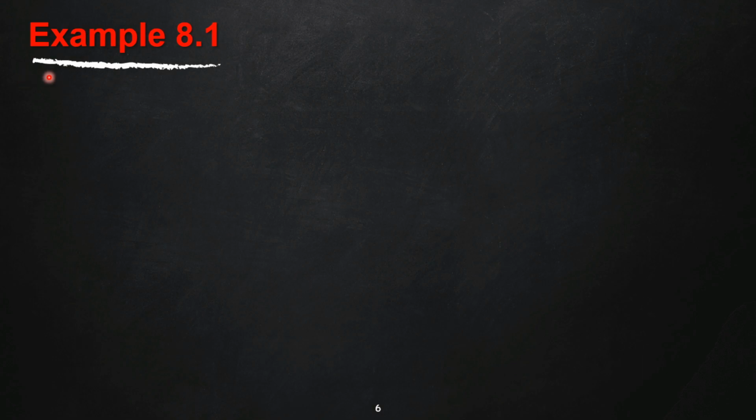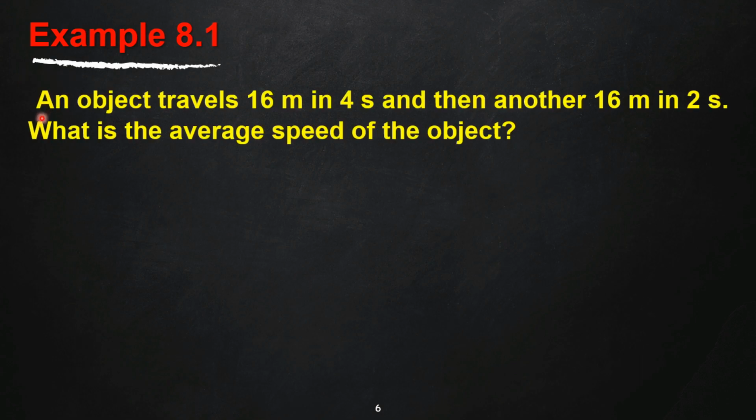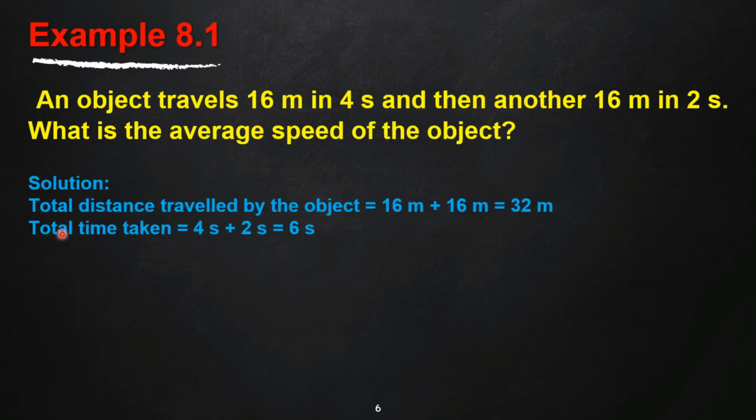Let us consider example 8.1. The question is, an object travels 16 meter in 4 seconds and then another 16 meter in 2 seconds. What is the average speed of the object? Solution. The total distance traveled by the object is equal to 16 meter plus 16 meter comes out to be 32 meter. Total time taken is equal to 4 second plus 2 second comes out to be 6 second.